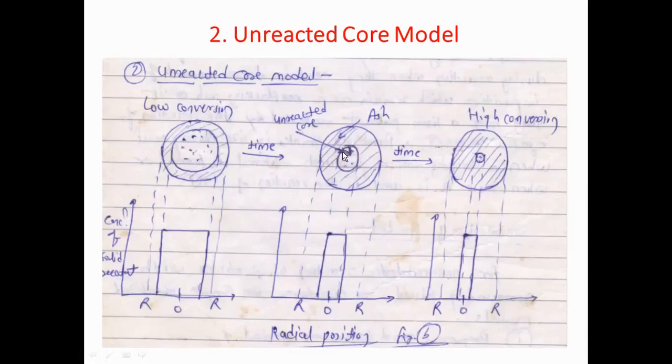So this unreacted solid core will be formed, and as time passes, the surface of this unreacted core goes on decreasing, the size goes on decreasing. Okay, so this is from low conversion to high conversion.